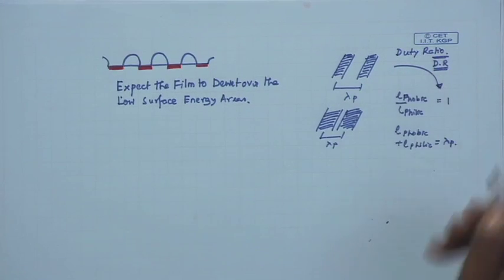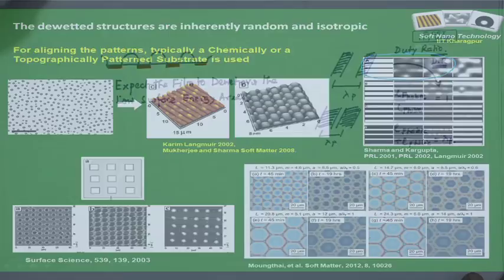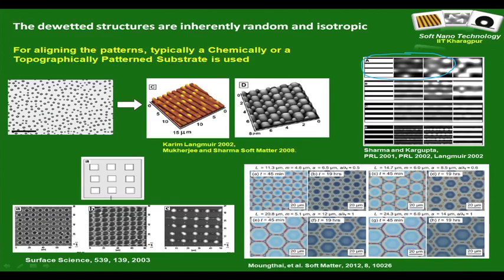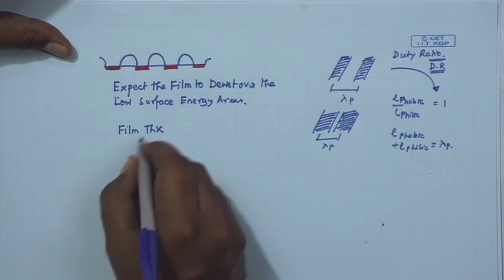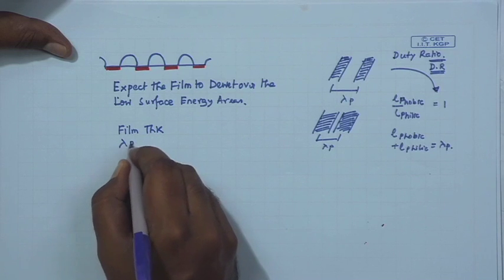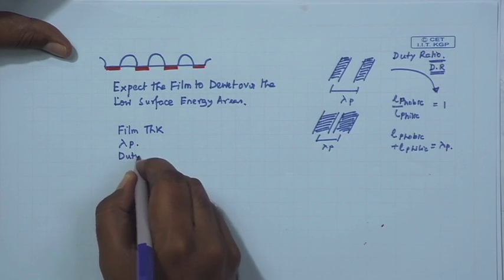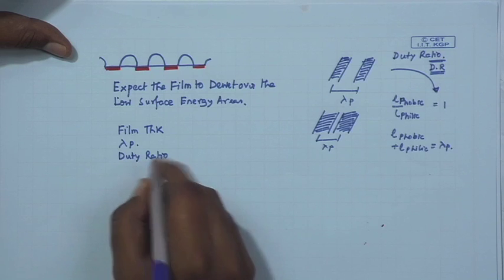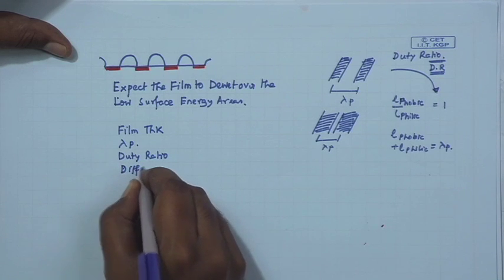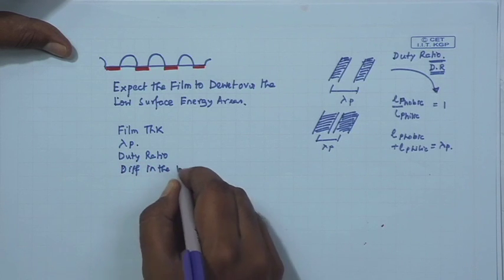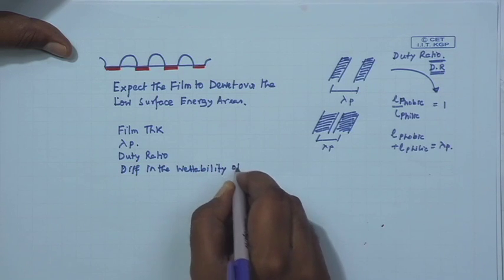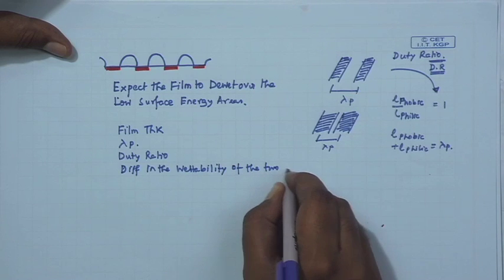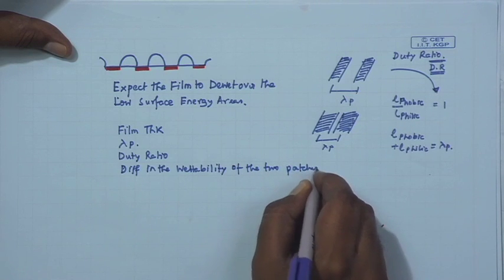You can just check out the net what is the classical definition. So, film thickness, periodicity of the structures. Let me just make a quick list: film thickness, periodicity of the structures, duty ratio, difference in the wettability of the two patches. That is an important parameter.